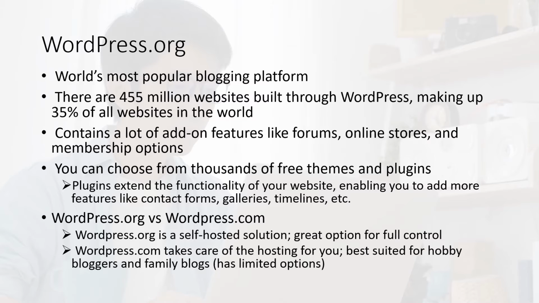WordPress.org. WordPress.org is the world's most popular blogging platform. To date, there are 455 million websites built through WordPress, making up 35% of all websites in the world. It's known for being incredibly customizable, allowing you to insert a lot of add-on features like forums, online stores, and membership options. WordPress is the number one choice of most people to build their own website. If you plan to grow your blog into a full website, this is your best option.